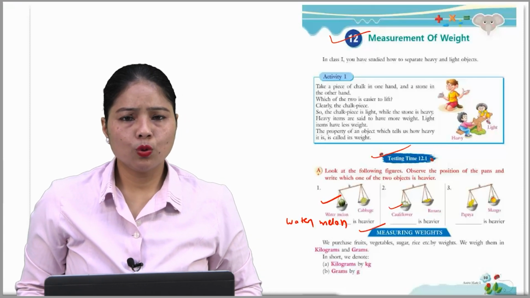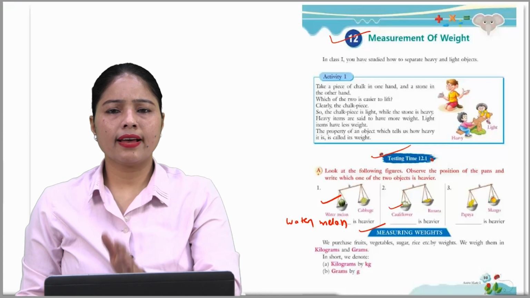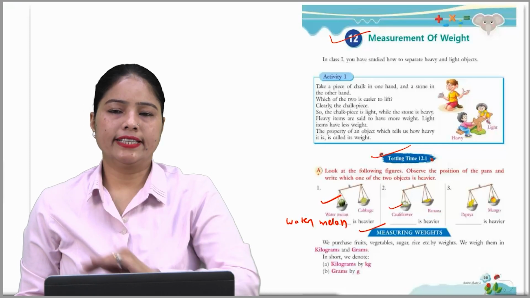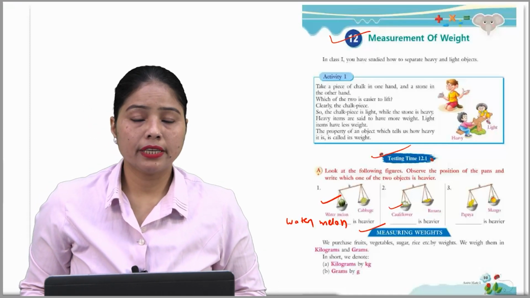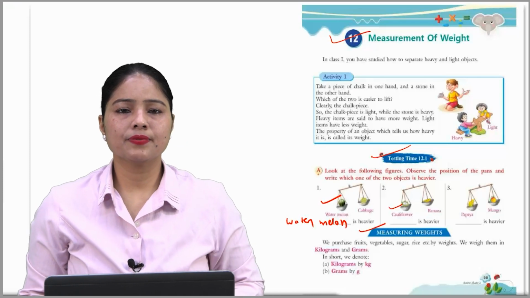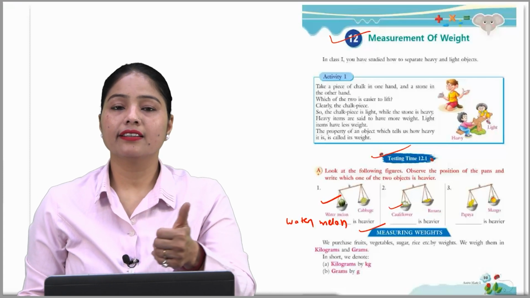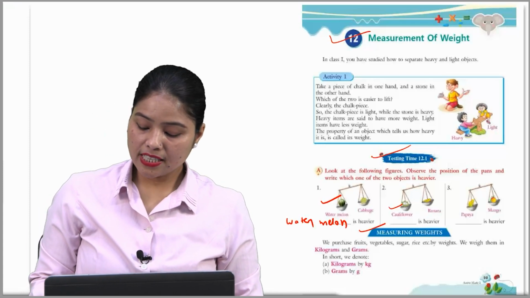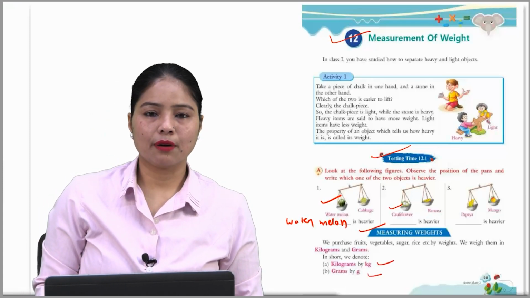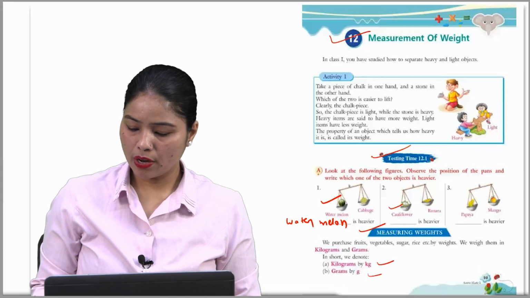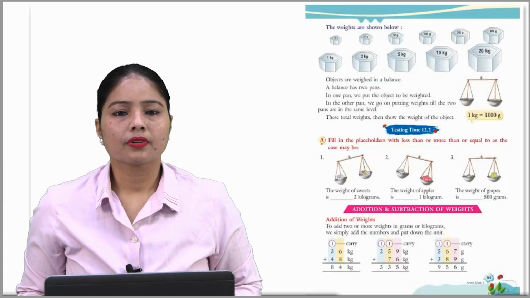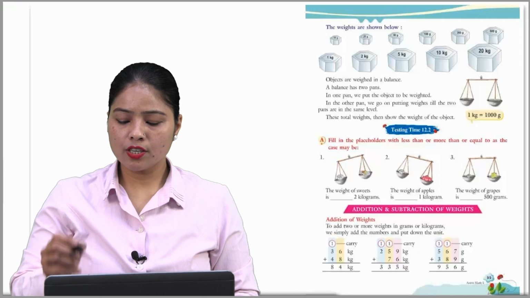Now measuring weights. We purchase fruits, vegetables, sugar, rice, etc. by weights. We weigh them in kilograms and grams. In short, we denote kilogram by kg and gram by g. This is how we just write it, kg and g. Okay, I hope you understood.